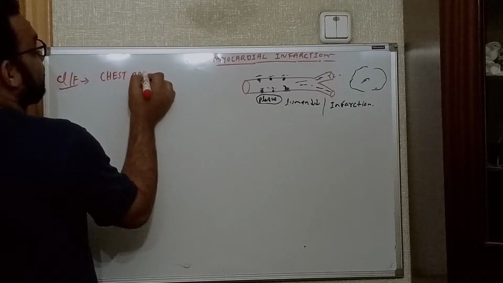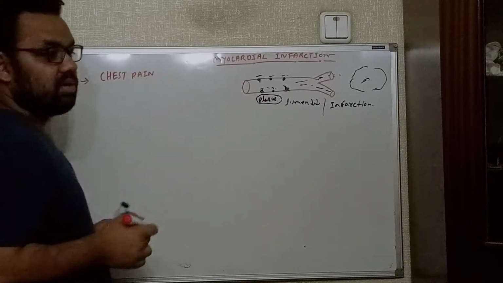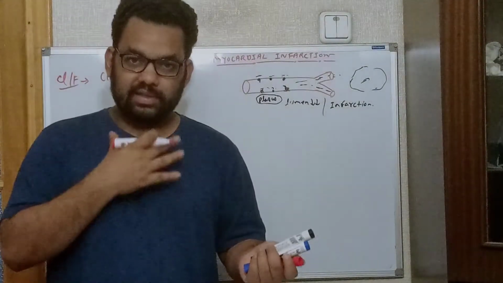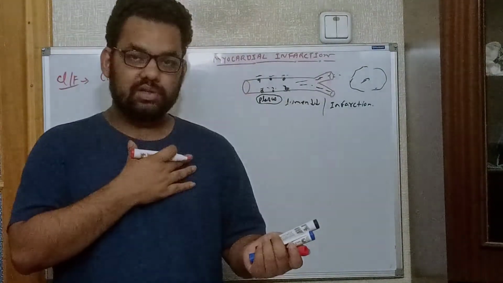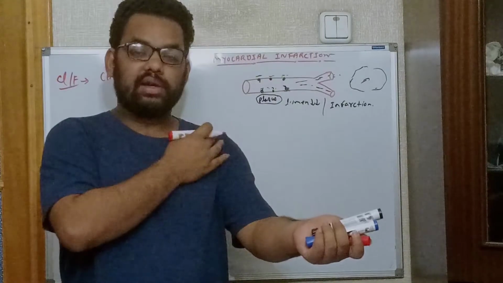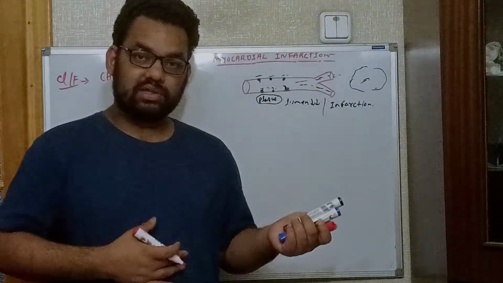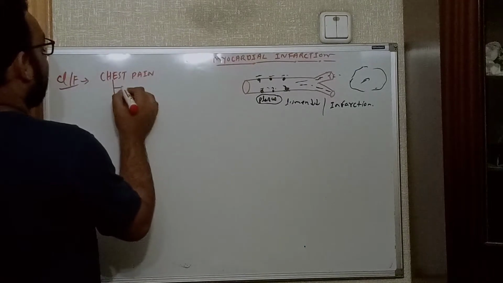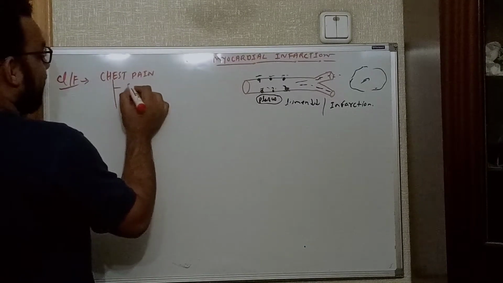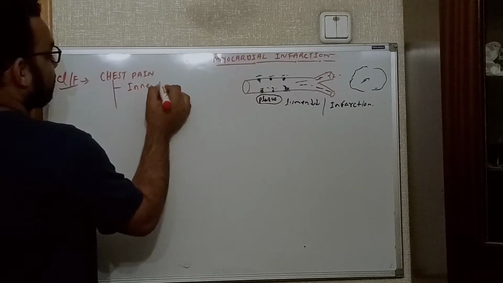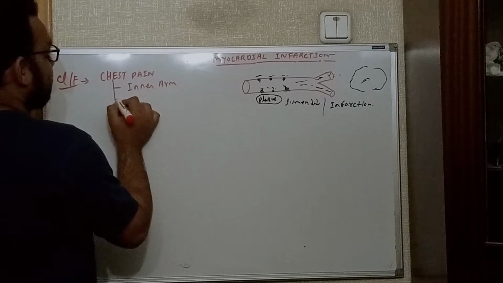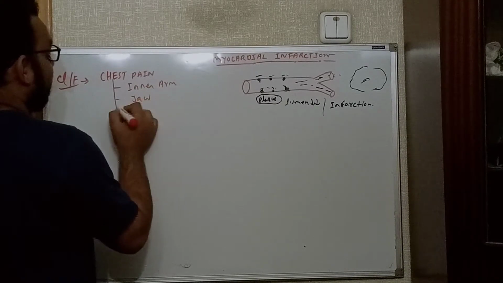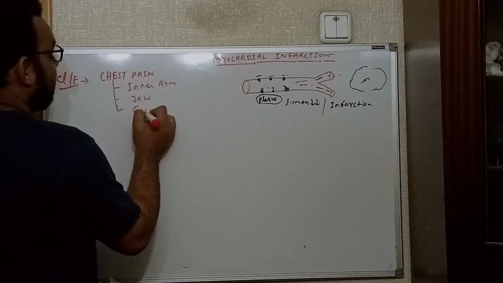The special feature of this type of chest pain is that it can radiate. Let's suppose the chest pain is over here. The chest pain can radiate from these regions to the inner arm, or it can come to the jaw, or it can go to the epigastric region as well. So we'll see the chest pain radiating to the inner arm. We can also see the chest pain over the jaw, and we can also see epigastric pain as well.